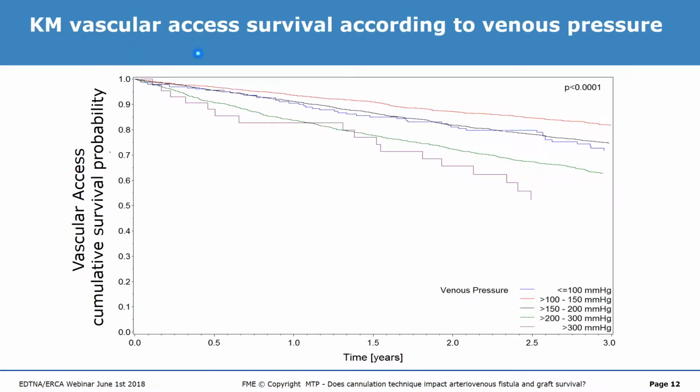This is the reason why I want to show 2 additional analyses that we have done. A Kaplan-Meier vascular access survival according to venous pressure. You can see here that if you have a venous pressure between 150 and 200 millimeters of mercury, or 200 to 300 millimeters of mercury, the survival of the vascular access is much lower than if you have a venous pressure between 100 and 150.